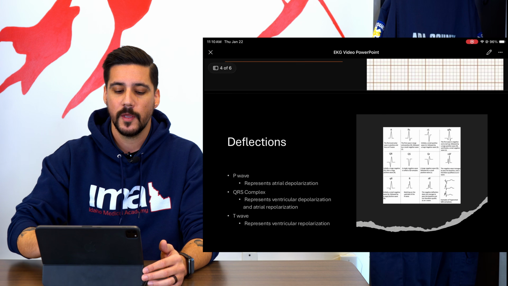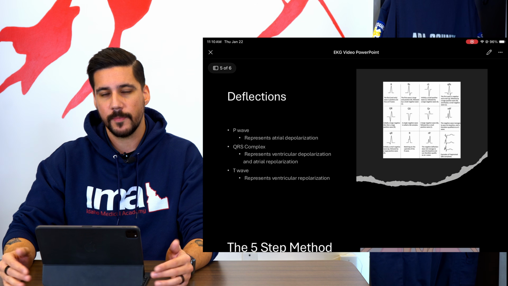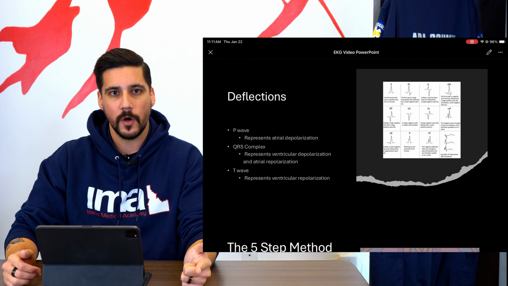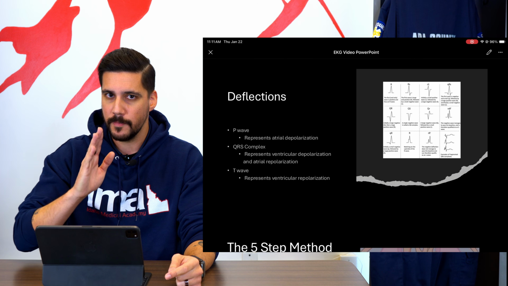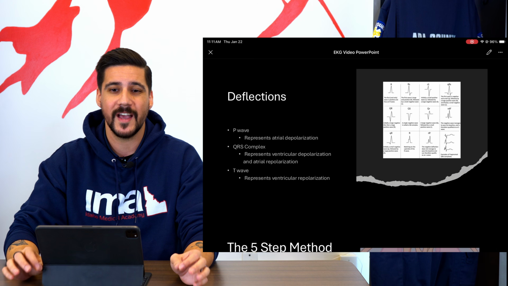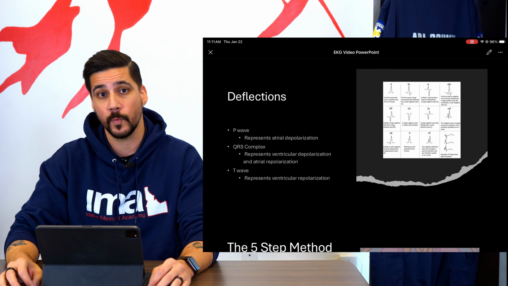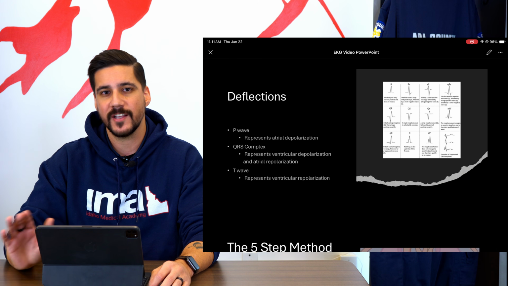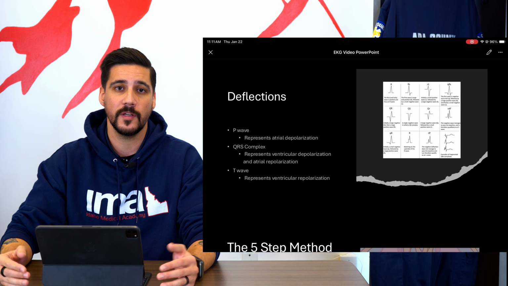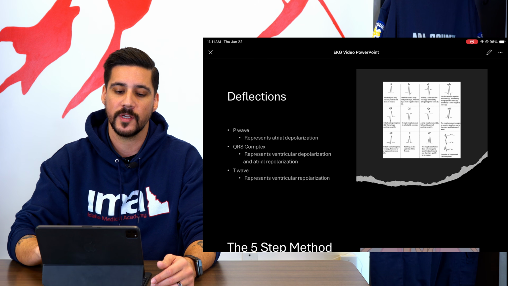So from the top, P wave is atrial depolarization, the first one on the left. QRS complex, the biggest spike, the middle guy there, that's going to be our ventricular depolarization as well as the atrial repolarization. And the last wave, the T wave, the one furthest on the right per complex, is going to be the ventricular repolarization.